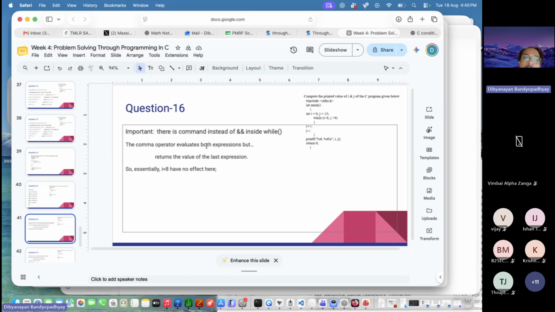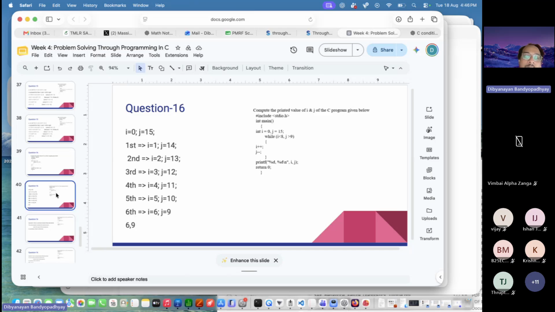The comma operator evaluates both expressions, but returns the value of the last expression. So j greater than 9. Essentially, I less than 8 has no effect here. Even if you had written I less than or equal to 15, or I less than anything actually, it doesn't really matter because there is one comma. That is one catch here. Other than that, it is a very simple question actually.